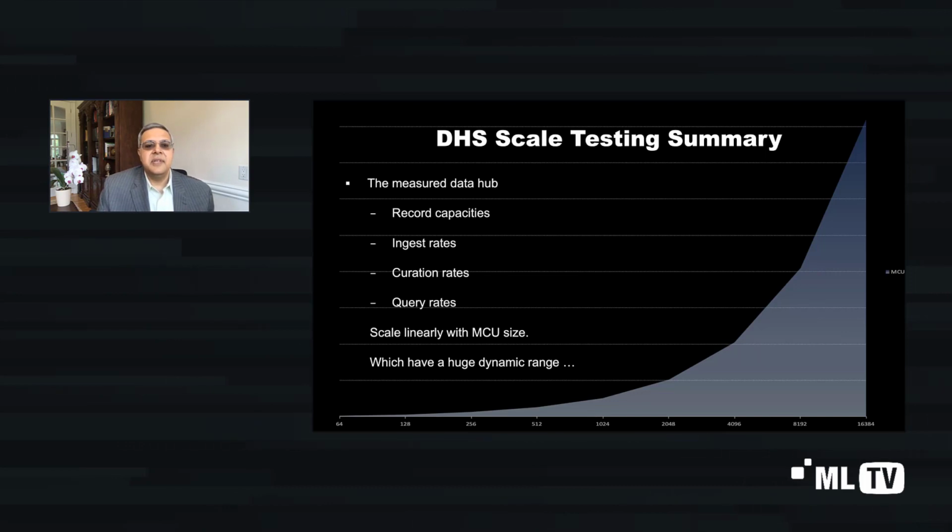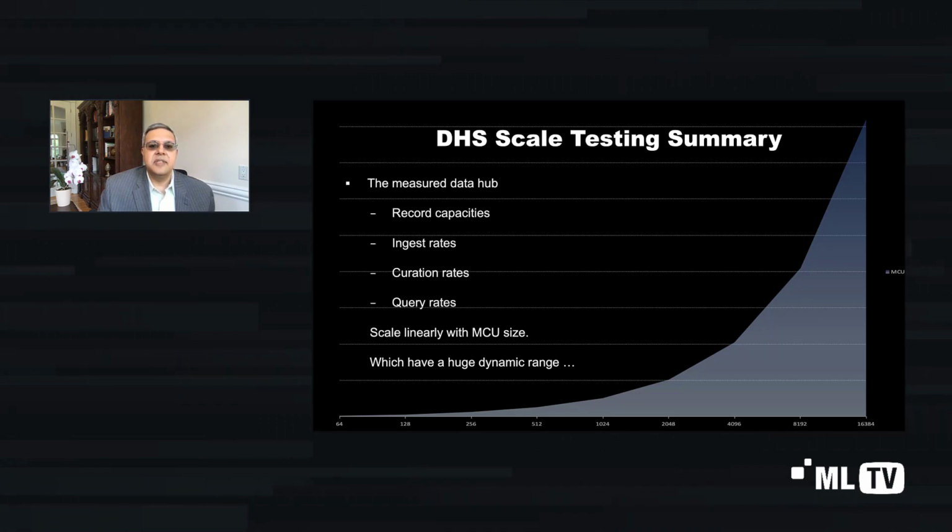So to summarize, we did a lot of testing. For the Data Hub service, we measured the record capacities and were able to easily get to the billions of records. We measured ingestion rates, and we were able to get to tens of thousands of ingestions per second. We measured curation rates, and were able to get to tens of thousands of curation documents per second. And we measured query rates, where we were able to hit an order of magnitude larger than that as well.